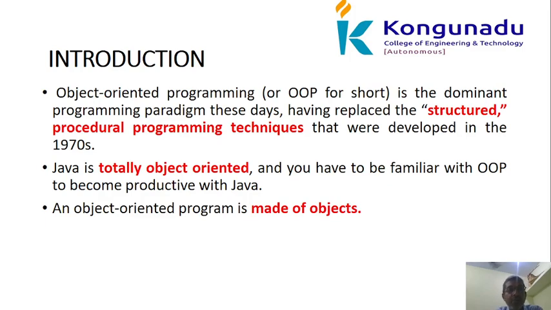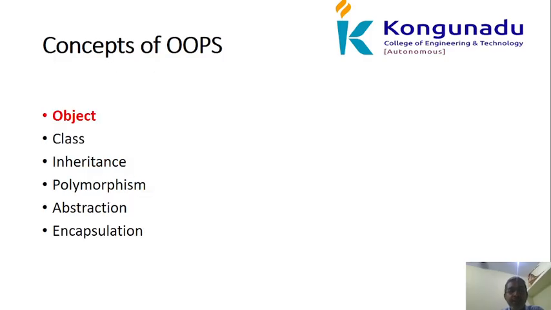Object-oriented programming, shortly we can call it OOP, or OOPS for short. It's a dominant programming paradigm these days. Before that we had structure-oriented languages. Now it has been replaced by object-oriented programming. In the 1970s we used structure-oriented programming. Java is totally object-oriented, so fully based on objects only we have to perform the programming concepts.